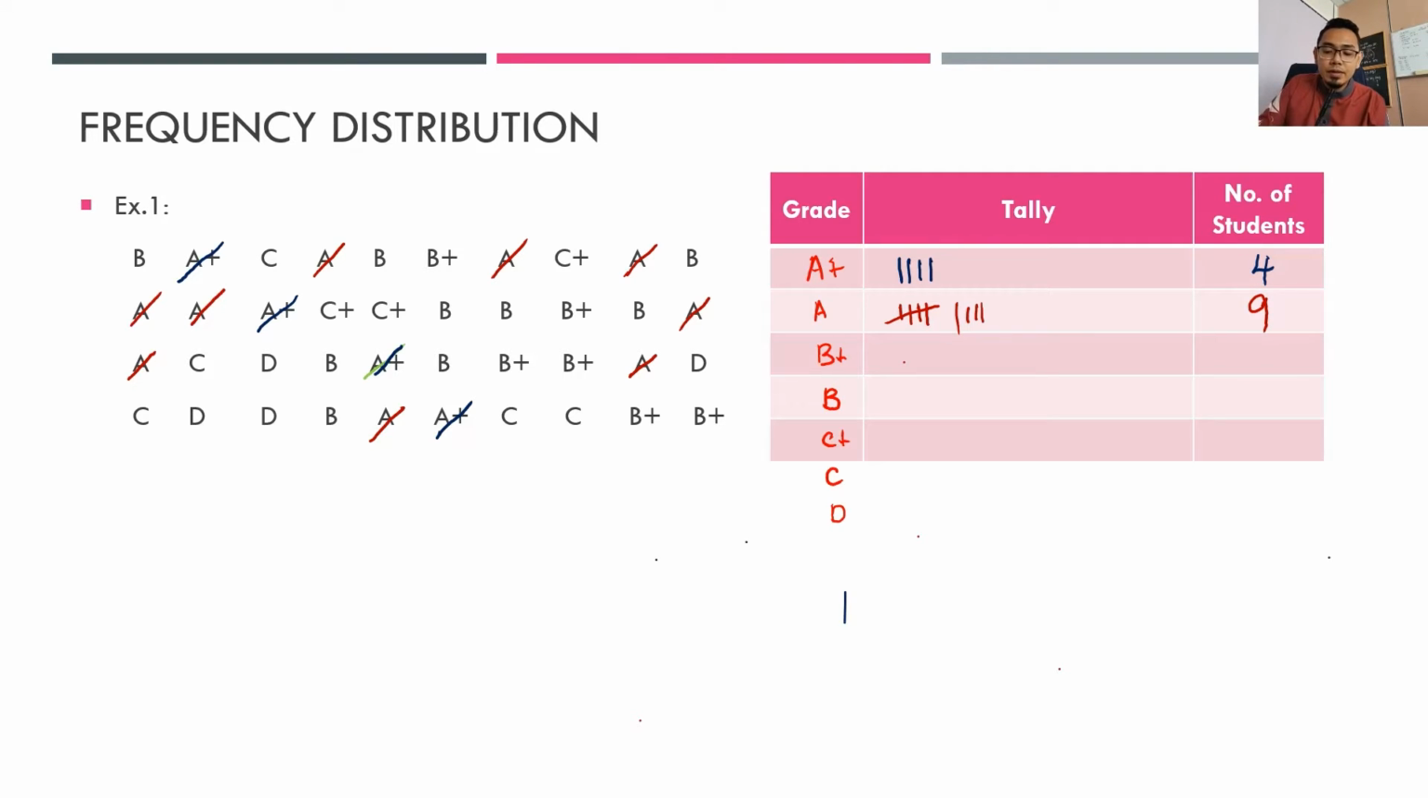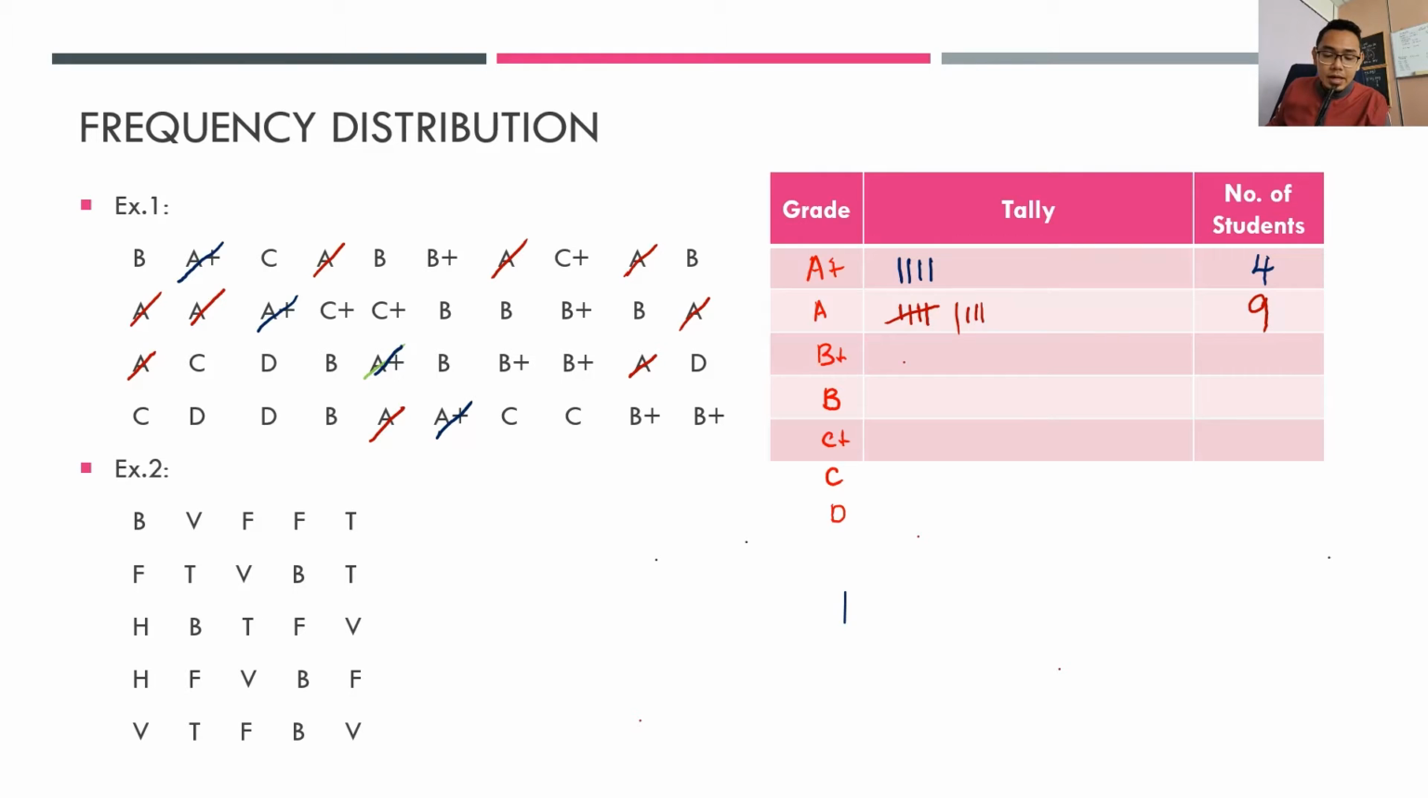We do the same thing for B plus, B, C plus, C, and D, and then we obtain this frequency distribution table. To be safe, when you count the data, you have to mark it using a cross or whatever it is, and please put the tally in the table so that you don't make any error in calculation and counting.